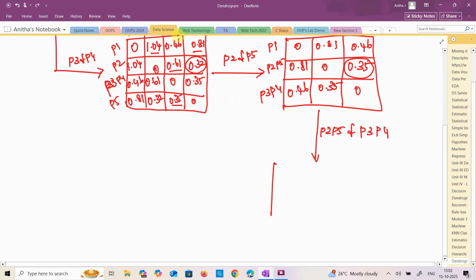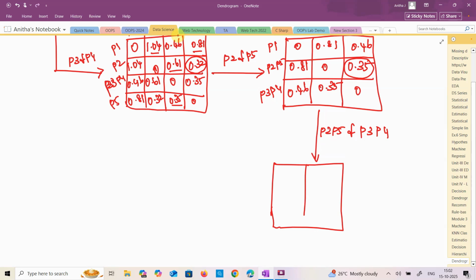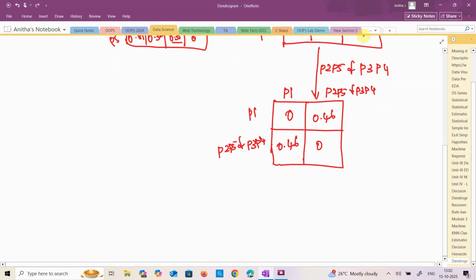So now construct a 2 by 2 matrix. The first value is P1, the next value is P2, P5, which is merged with P3, P4. So here also P1 and the merged cluster of P2, P5 with P3, P4. The diagonal is 0. Now go with P1. We want to merge these two. Out of this the minimum is 0.46. So we have ended up at the last step. The point P1 also merges with the cluster.